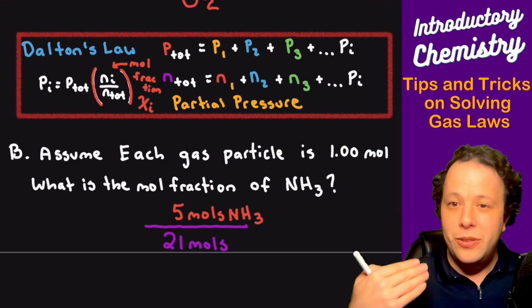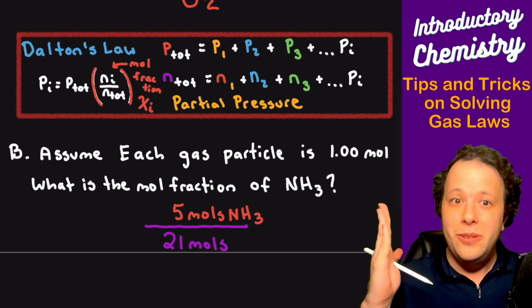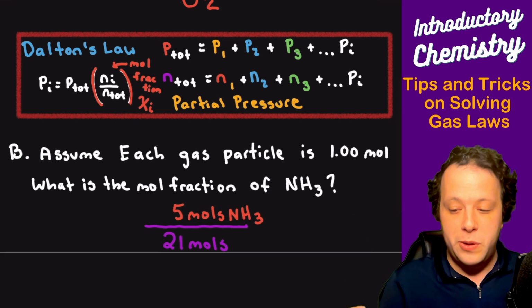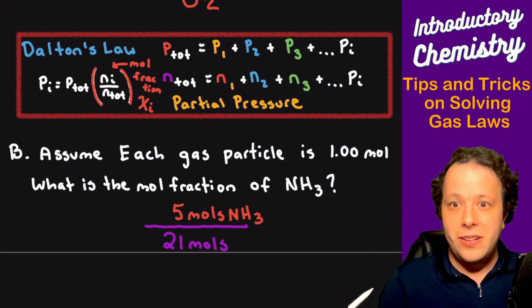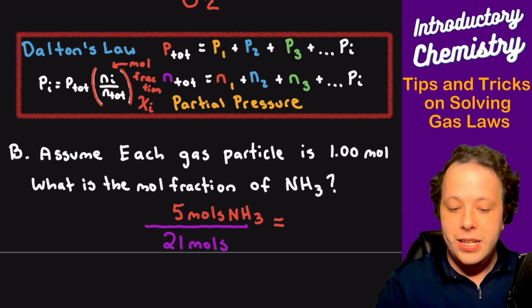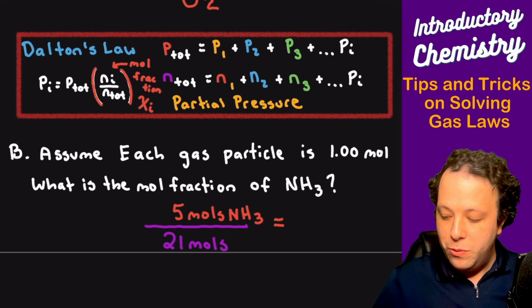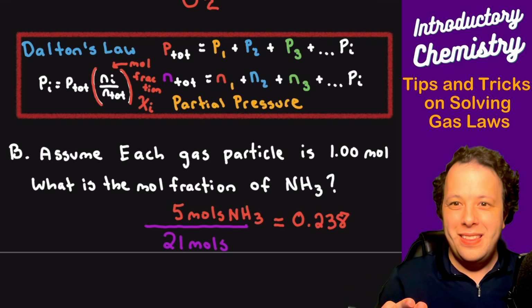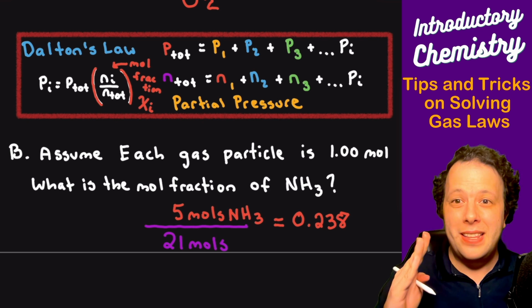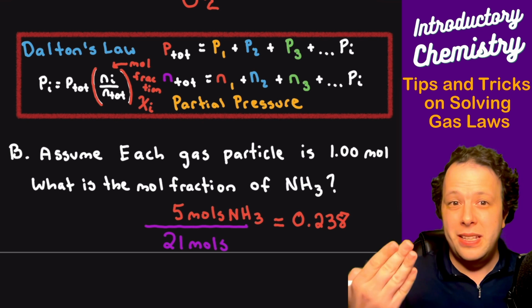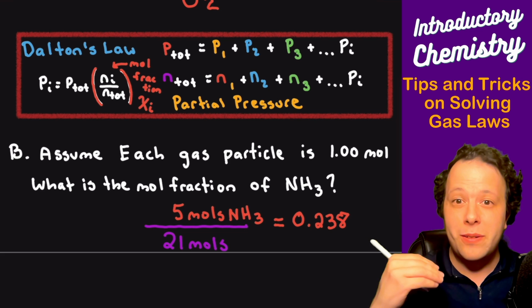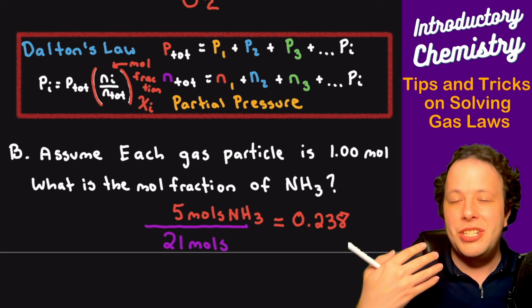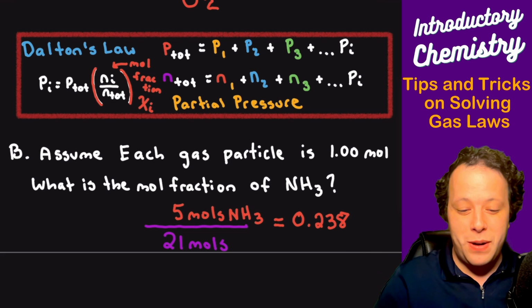Now, depending on who your teacher is and how the homeworks are, you either have to put it as a fraction, so 5 over 21, or you can put that in your calculator and simplify it. So if we do 5 divided by 21, we will get 0.238. With that value, you will notice that there are no units, because moles technically cancel here. It's just a fraction, just a ratio of what we're trying to represent.